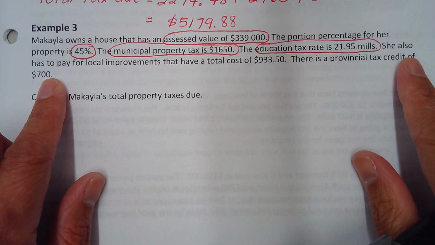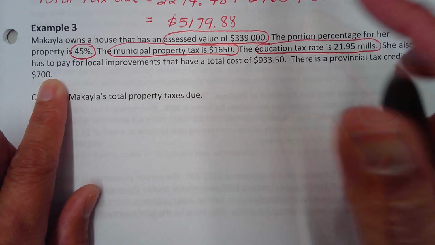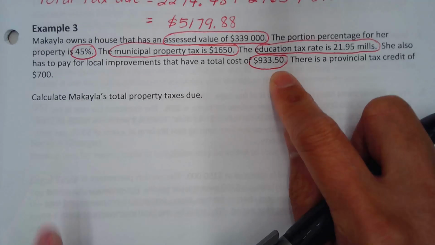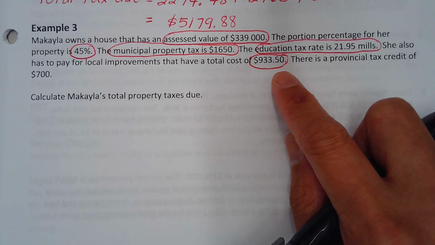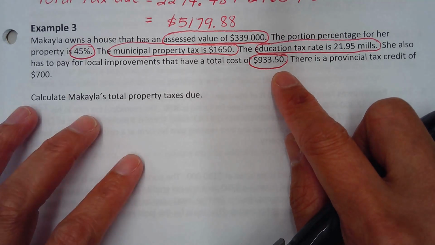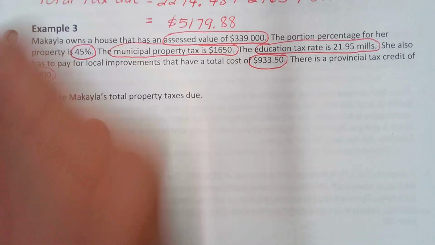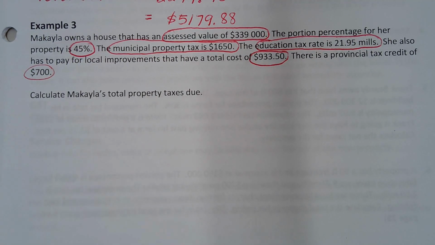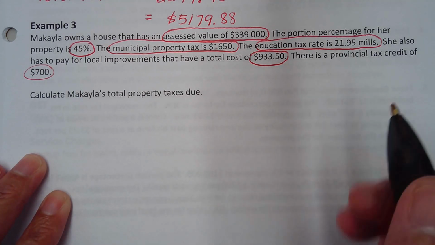She also has to pay for local improvement that has a total of $933.50. They gave us a local improvement and they just say this is how much it is. No calculation there. There's a provincial tax credit of $700. And the question is: calculate the total property tax due. So many things to do. What do we need to do first?